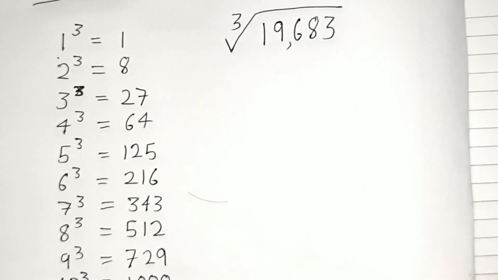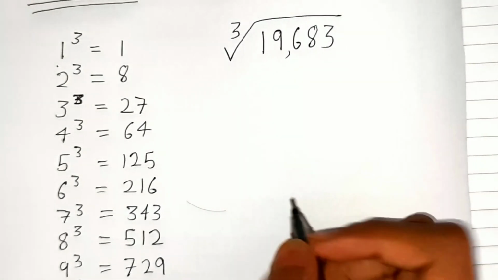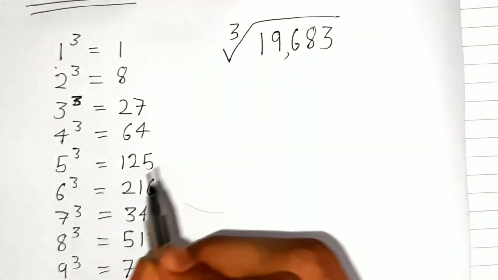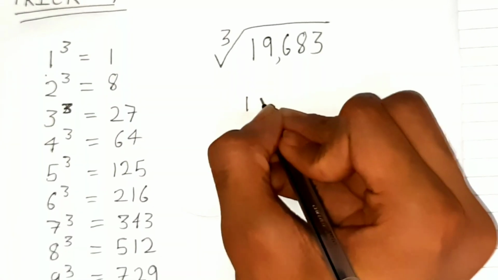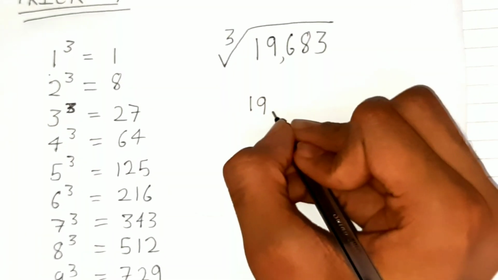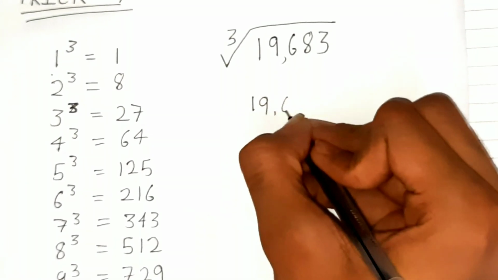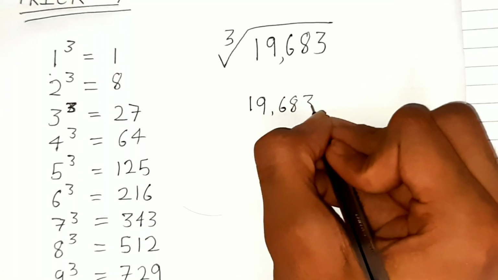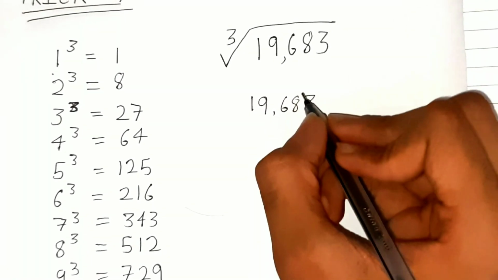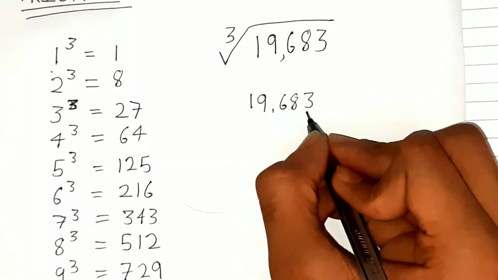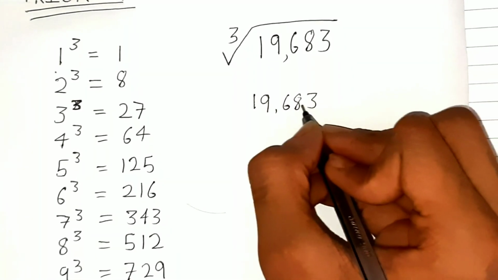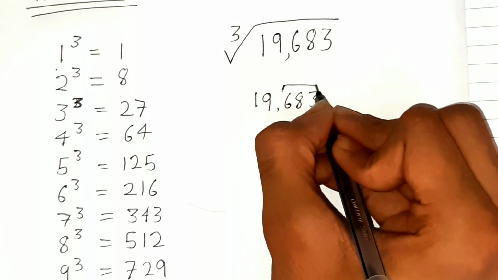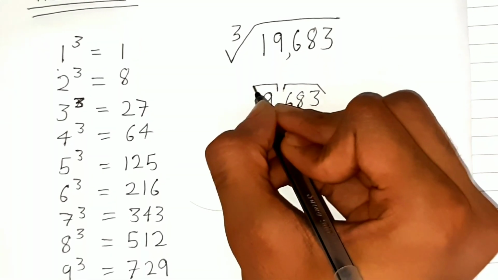So you'll have to apply the same trick, but instead of making the first group of 2 numbers, the first group would be of 3 numbers starting from the right. That means unit digit, tens digit and hundreds digit. So we have over here 3, 8 and 6. So that would be our first group, 683, and the rest of the digits would be our second group.